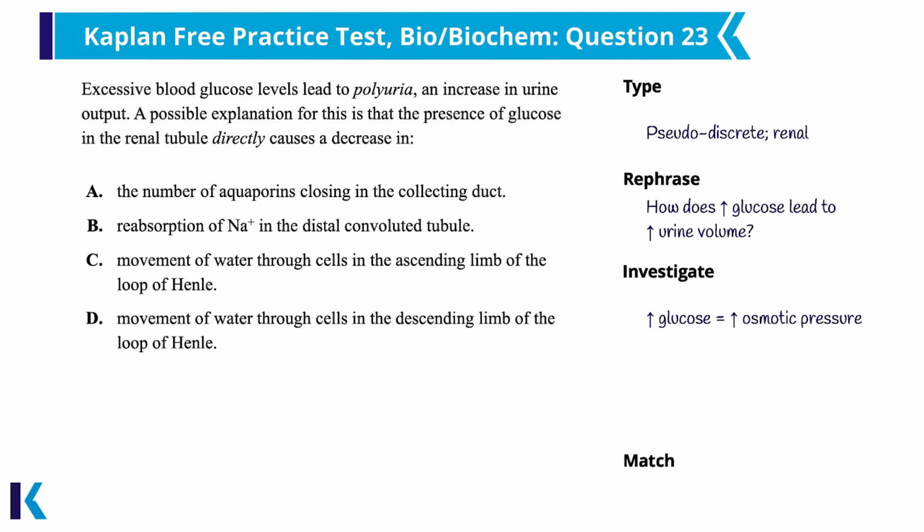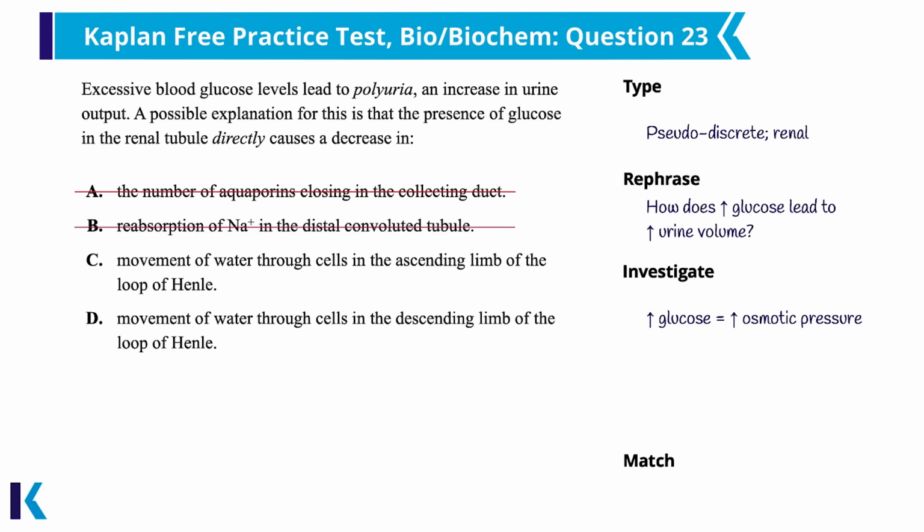Aquaporins do not open or close as a direct result of glucose in the renal tubule, and this wouldn't affect sodium reabsorption either, so A and B are out. C and D differ by only a single word, so that's cause to slow down and ensure that you pick the correct one. This question says that glucose causes a decrease in something, which leads to more fluid in the urine. This is where background knowledge of the kidney really helps out.